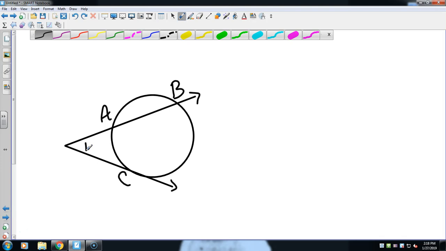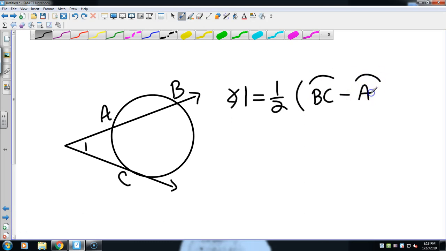Instead of adding those, we're going to take half of the difference. And we want the larger one first. So we need to identify that BC is larger than AC. So angle one is congruent to one half of the larger arc, which in this case is BC, minus the smaller arc, which is AC. So one half of larger arc minus smaller arc. And that is for a secant and a tangent.